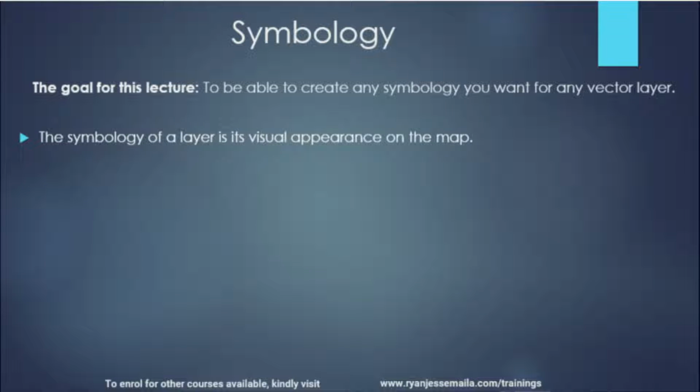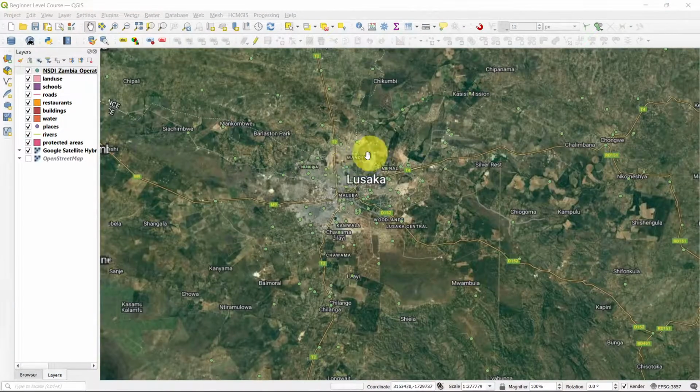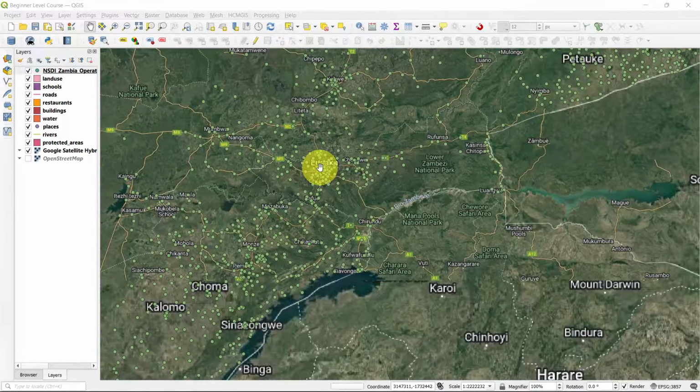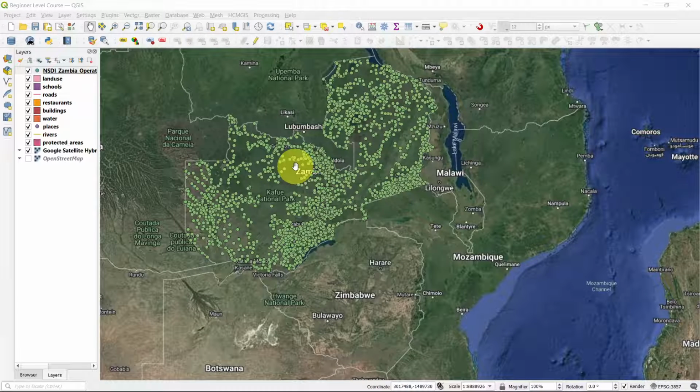The symbology is basically the visual appearance of the data. By visual appearance, I'll switch over to QGIS. This is what I mean by visual appearance. These green points that you are seeing, that is symbology. How they look. It's basically symbology.